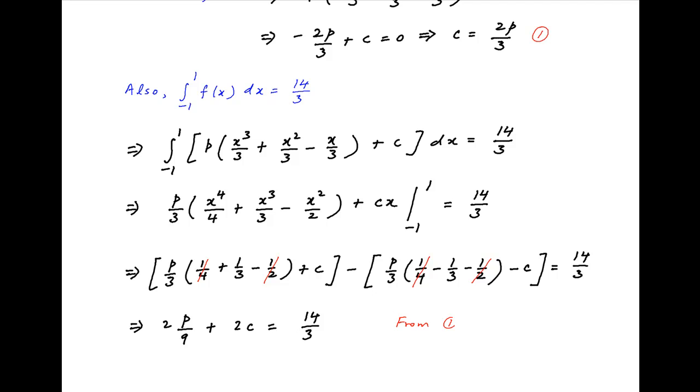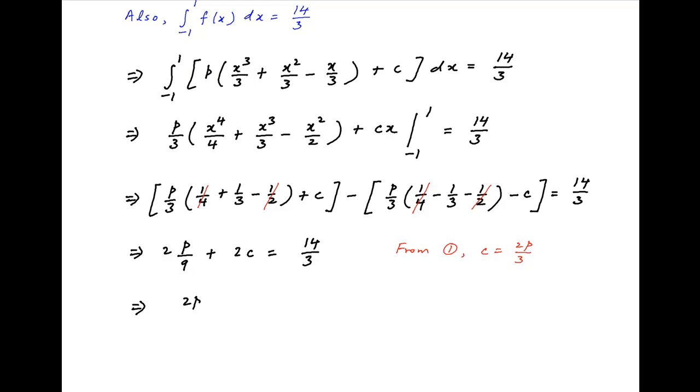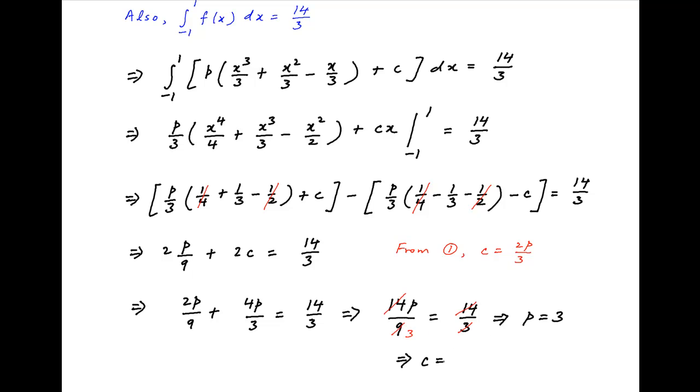Now from result 1, we already know that c = 2p/3. Substituting this, we get 2p/9 + 4p/3 = 14/3, which implies that 14p/9 = 14/3, or p = 9/3, which is equal to 3. Therefore, the value of c, which is equal to 2p/3, is equal to 2.